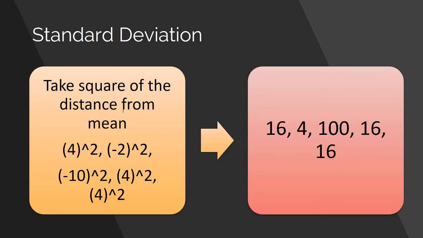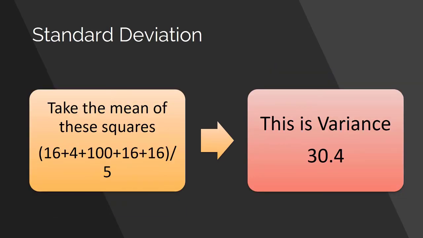So here I have that slide. Now if I take the average or mean of that, that will give me the variance. So I add all these numbers and divide by 5 items, and that will give me the variance here. So variance is 30.4. Remember we talked about 2 measurements of dispersion, standard deviation and variance. These are connected with each other.